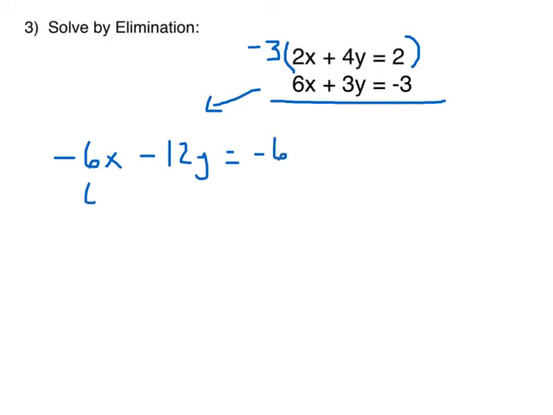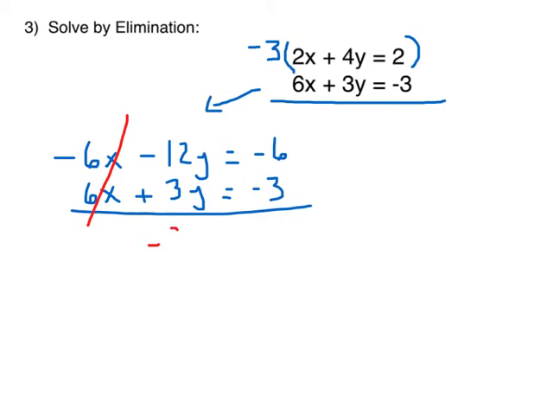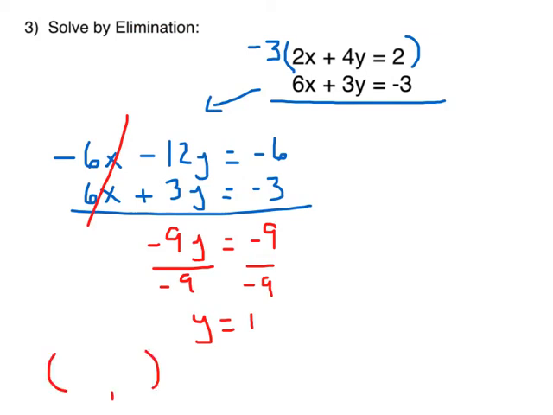At the same time, I'm not touching the second equation. I'm leaving it alone at 6x plus 3y equals negative 3. Now when I go to add, you will see that the x's fall out. And I combine these two, I'll get a negative 9y equals a negative 9. Divide by negative 9 both sides. And y turns out to be 1. So half my answer, the y part, is 1.